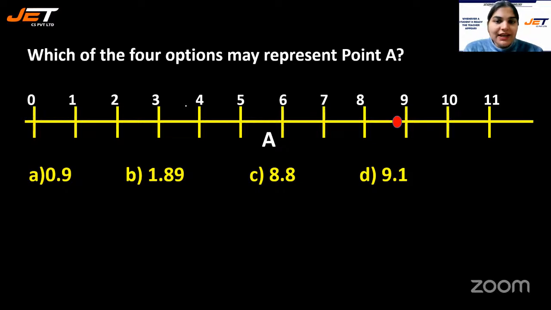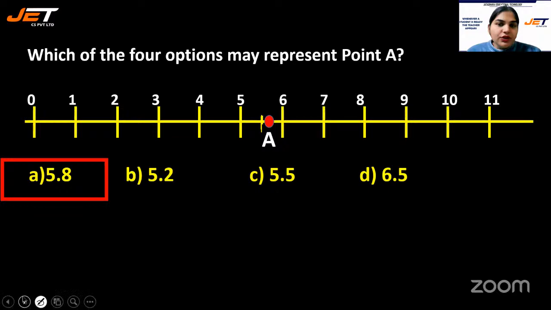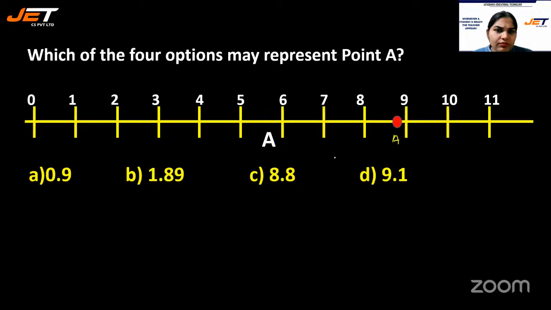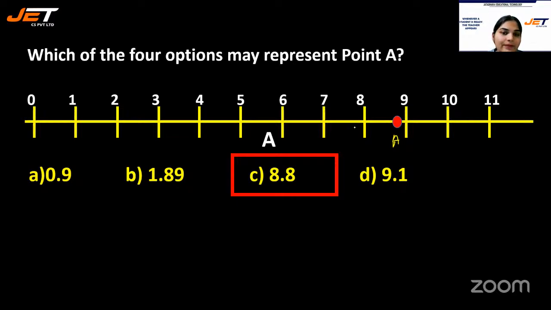So point A, this is point A. It's between 8 and 9, right? Yeah, this is point A. Yeah, we were talking about this. So point A is between 8 and 9. It's 8.8. Okay.